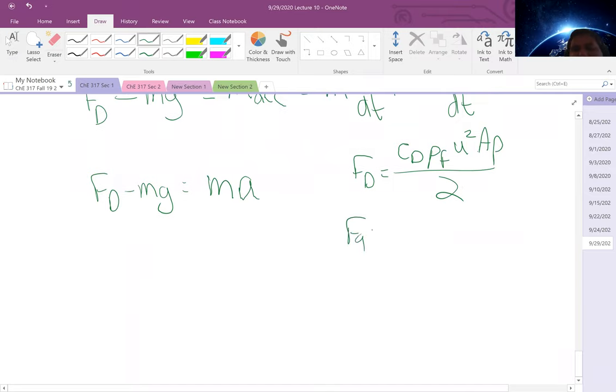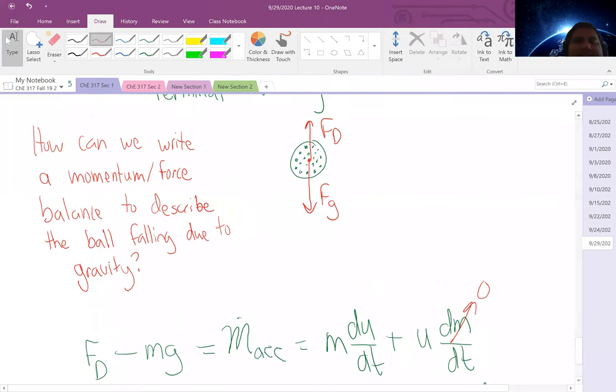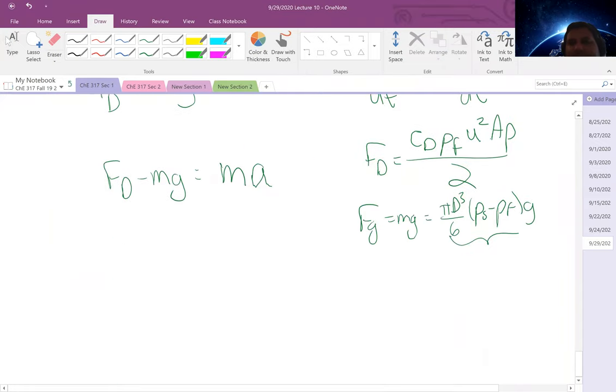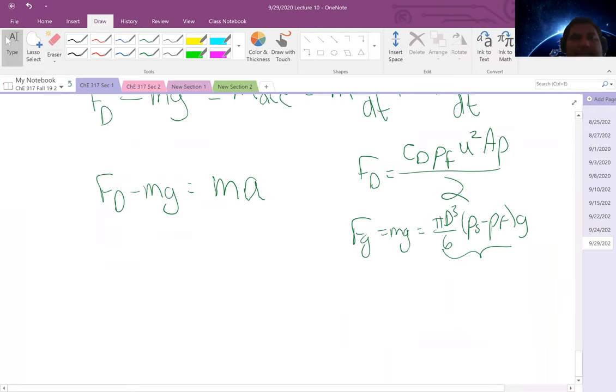We already have our gravitational force, which is mass times gravity, which I can also state as the volume of our object, which if it's a sphere would be pi times the diameter cubed over 6, times the relative density, the density of the solid minus the density of the fluid, times gravity. This is really lumping in gravity and the buoyant force. If you wanted to include the buoyant force, you could, and it would technically be true. However, it's just extremely small. So that's where that comes from.